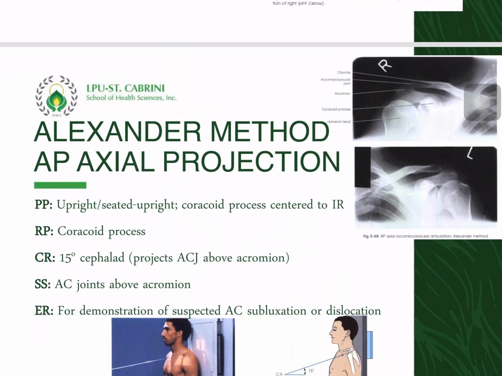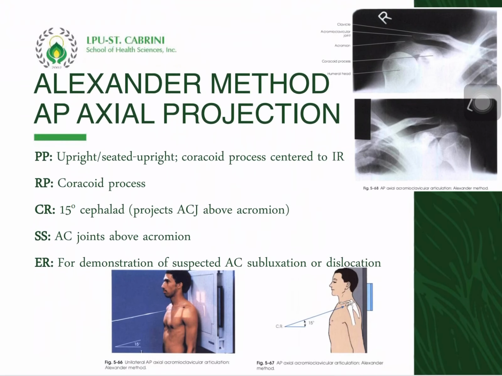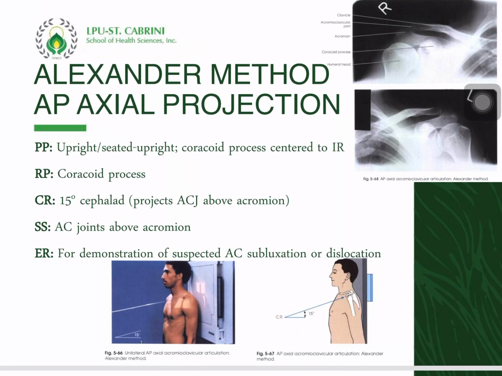Next projection is used for the demonstration of suspected acromioclavicular subluxation or dislocation. The AP axial projection, Alexander method. So here, the patient is in upright or seated upright position with the coracoid process in center to the image receptor. The central ray is directed 15 degrees cephalad to the coracoid process to project the acromioclavicular joint above the acromion.